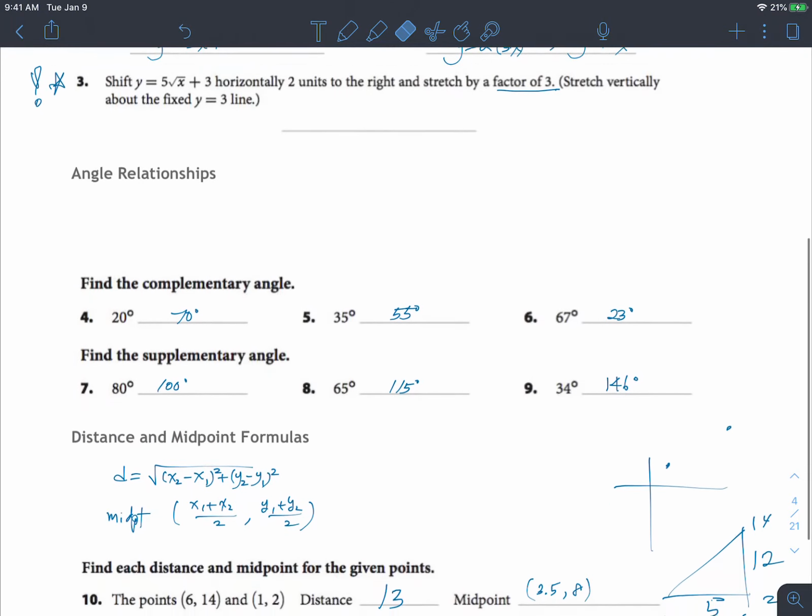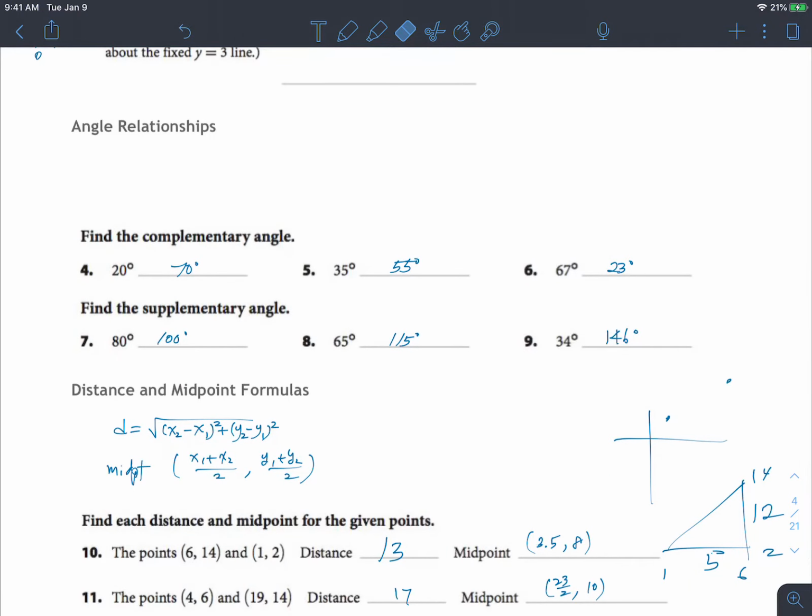Okay. Alright, guys. In angle relationships, this right here means the sum of the angles is 90 degrees. Then the 2 angles are complementary. So hence the answer is 70, 55, and 23. And supplementary means what? That's right. Sum of the angles is 180 degrees. Hence, the answers for 7, 8, and 9 are 100, 115, and 146.